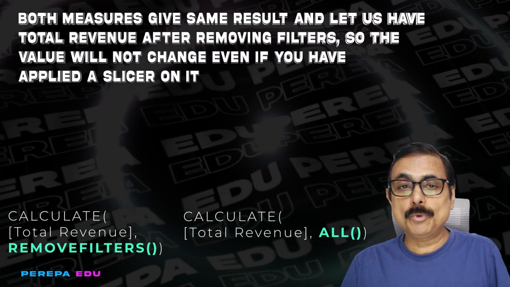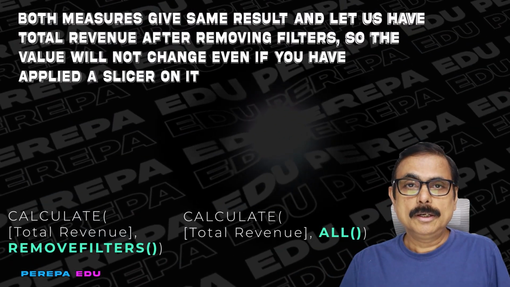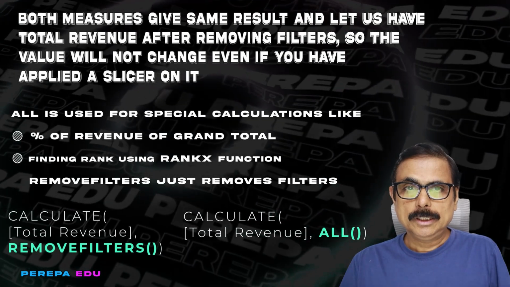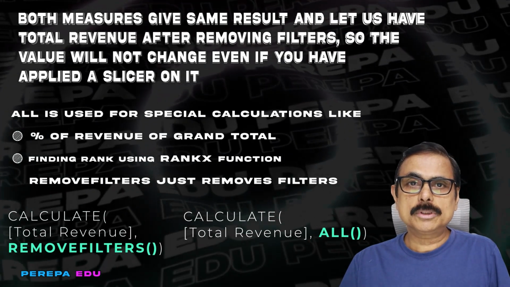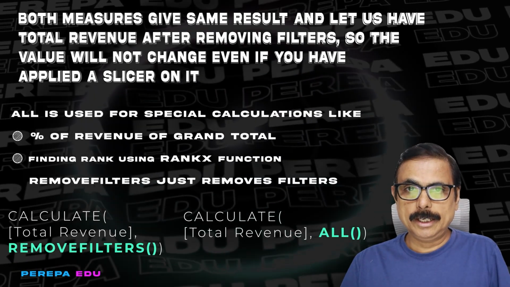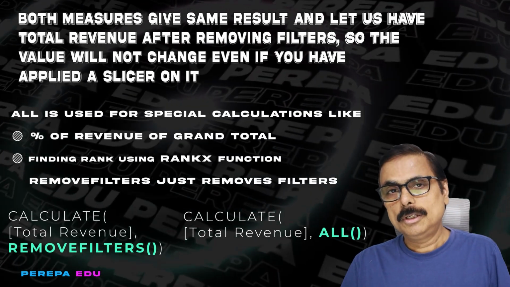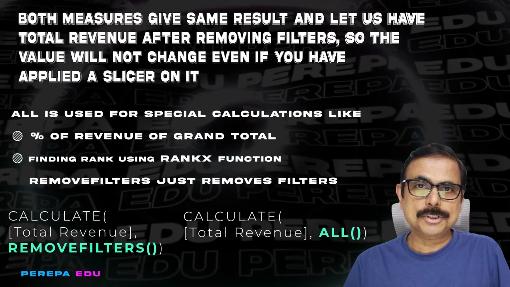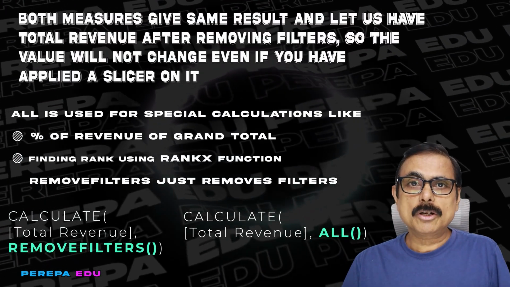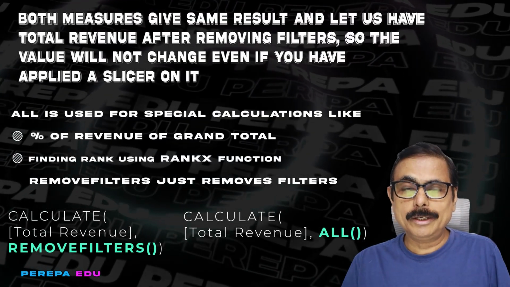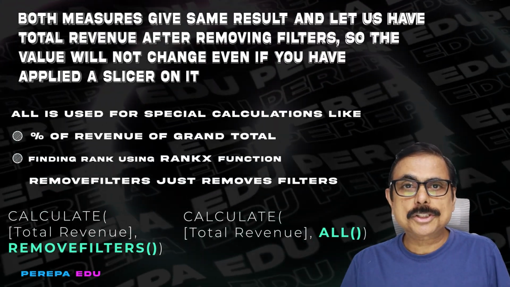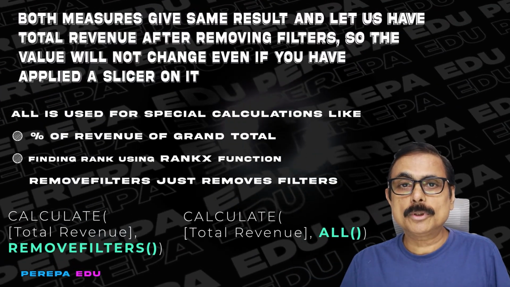But here you need to understand one important difference between ALL and REMOVEFILTERS. The ALL function is not just to remove filters. It can bring all the rows or values in a column, and it is useful to create calculations like percentage of grand total or creating ranking using the RANKX function, etc. It's also used in advanced scenarios like ignoring filter on a specific column or enabling special calculations, whereas REMOVEFILTERS just removes the filters, nothing more, nothing less.